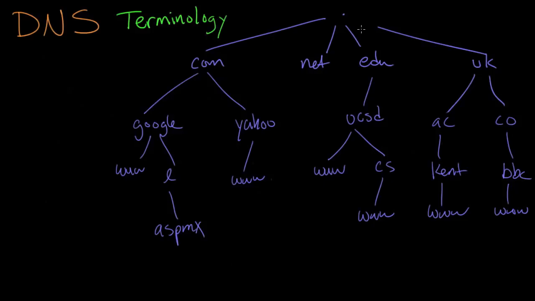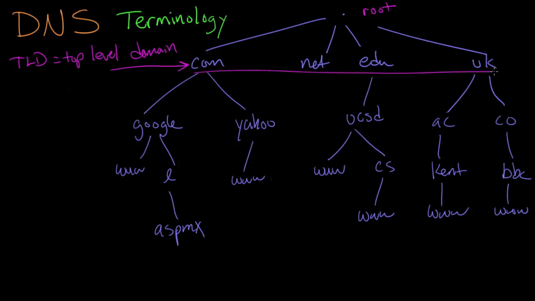So let's go over some terminology that you're going to hear when we're talking about DNS. The first one is root, and root is the way we pronounce the very top of this DNS hierarchy. We spell it with a dot, but we pronounce it as root. The next one is TLD, which stands for top level domain, and they are the ones that are in this level here right below the root of the hierarchy.